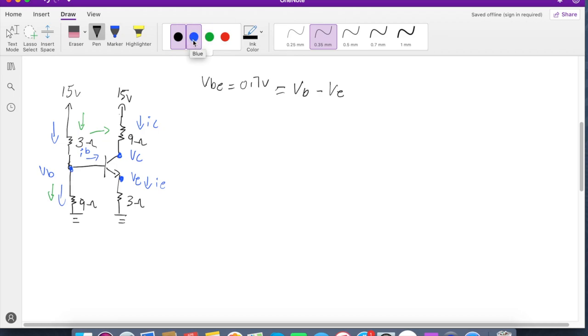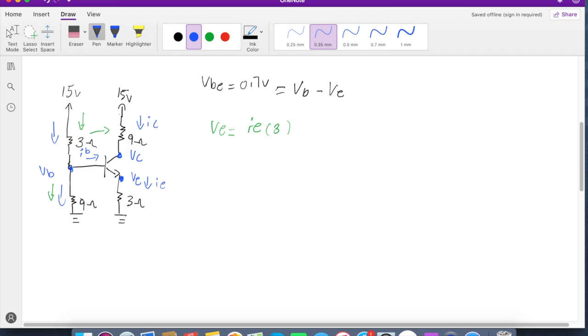So first, what we can do is we can simply find two functions of VB and a function of VE. So how would we do that? Well, let's analyze the circuit. We see that VE is simply just going to be the resistance multiplied by the current. That would be IE multiplied by 3. And now we can see that for VB, it's going to be a little different. We have a more complicated circuit here.